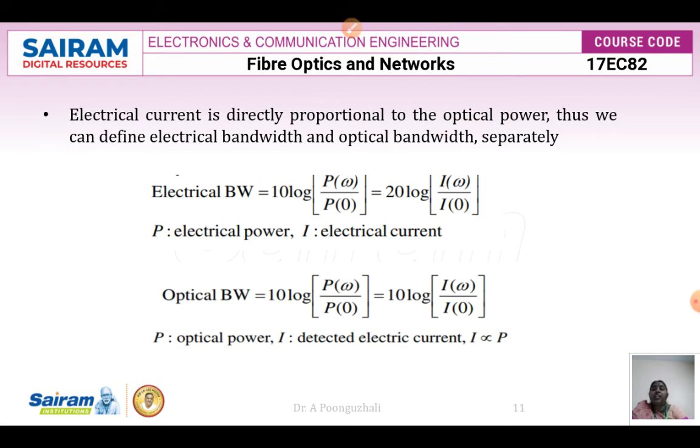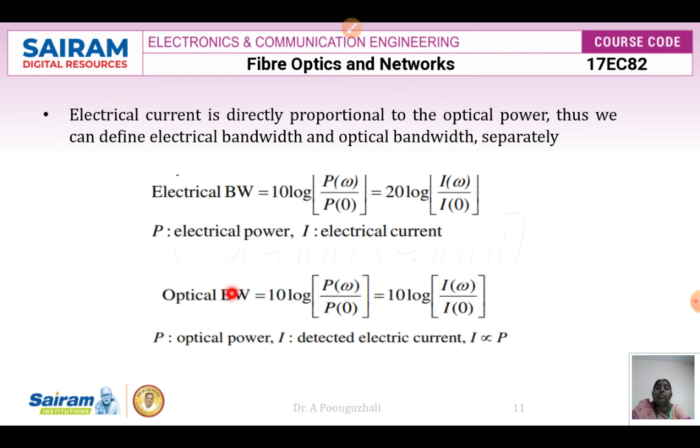So we can define your electrical bandwidth and the optical bandwidth. Electrical bandwidth is given as 10 log of P of W by P of 0. If I write P of W as I square R, the R gets cancelled, so I square, so that 2 will come here. So it is 20 log of I of W by I of 0, where P is the electric power and I is the electric current.